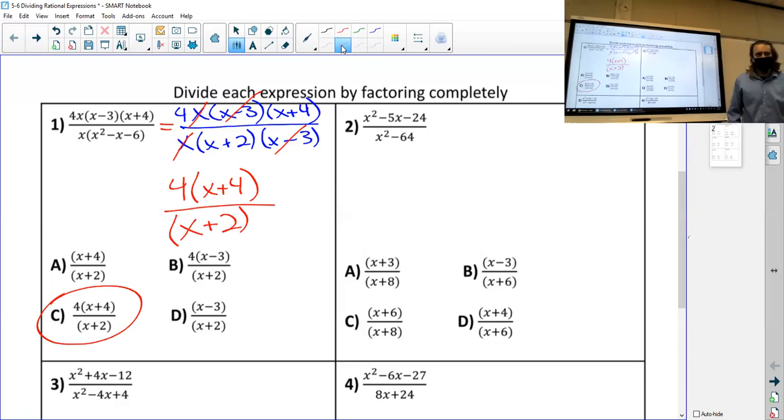Okay, so you factor everything as best you can, look for anything they have in common, cross them out, and then circle whichever answer matches that. There's nothing new here. You've done all of this before, it's just putting it all together.